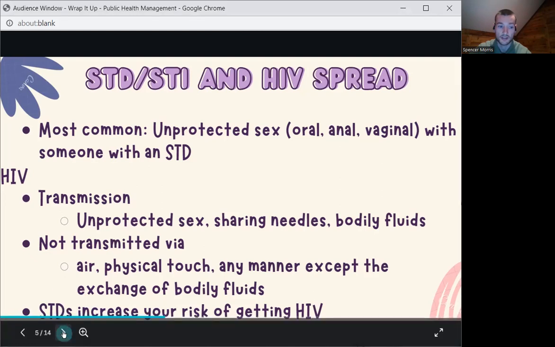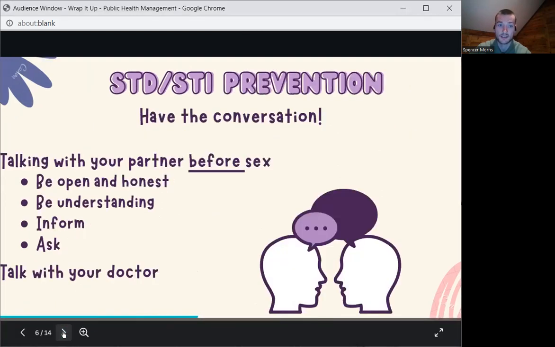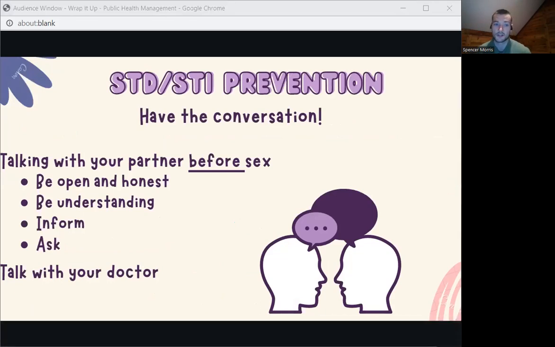So that transitions into how to prevent STDs and STIs. One of the most key foundational starting points is to have an open, honest conversation about STDs and STIs in order to help prevent them. In general, being prepared, it's important to have this conversation with your partner or partners before having sex and engaging in sexual activity. One of the easiest ways to prevent STDs and STIs is to talk with your partner before having sex so you can both make informed choices about your sexual health.